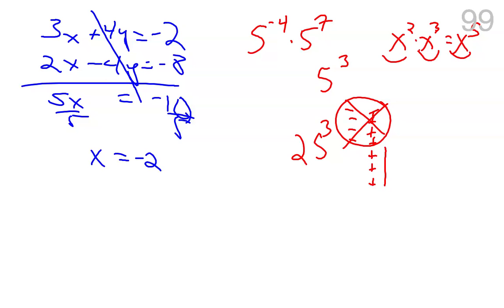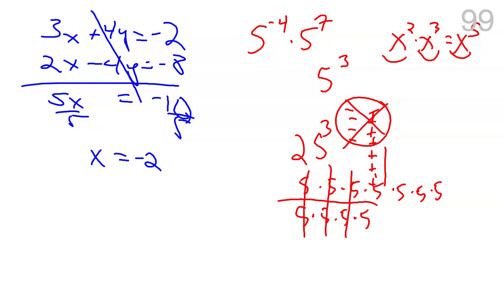See, if I was to write this out, 5 to the negative 4 means 4 5s in the denominator. 5 to the 7 means 7 5s in the numerator. Die, die, die, die, die, die, die. I'm left with 5 to the 3rd, not 25 to the 3rd. At no point in time do these 5s switch to 25s. So it has to say 5 to the 3rd power.